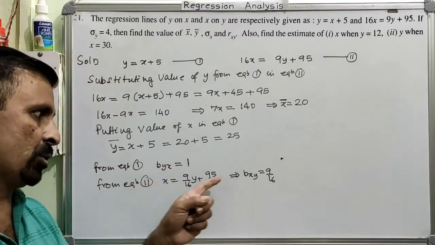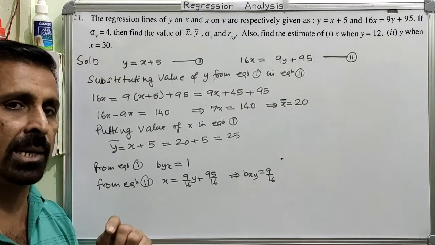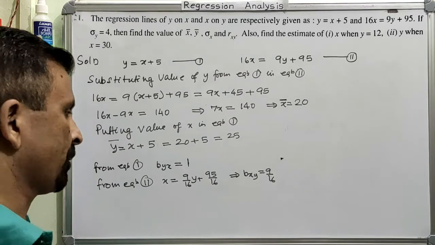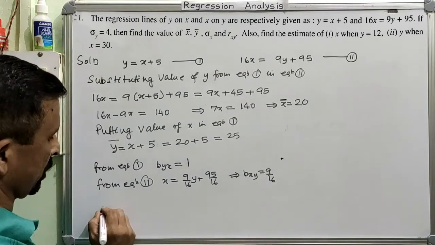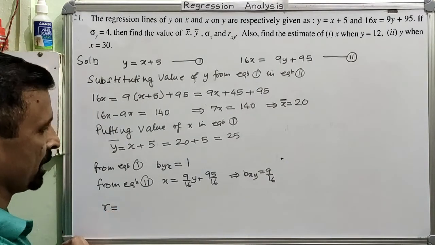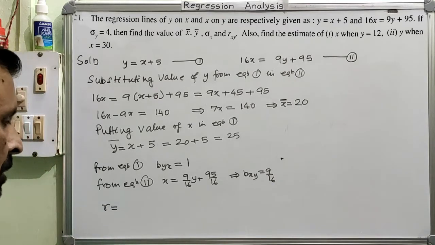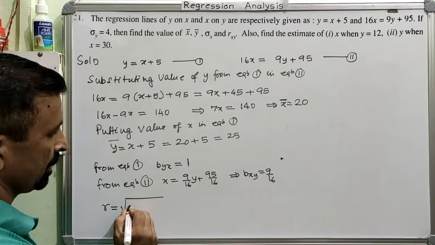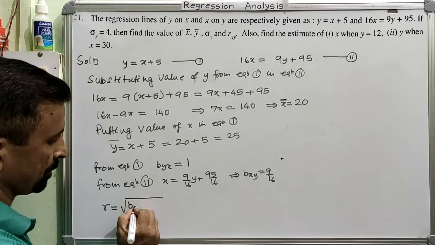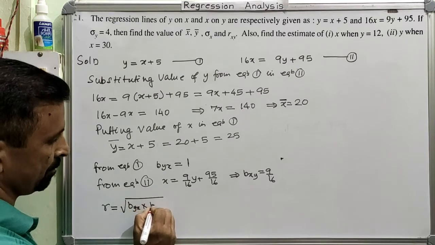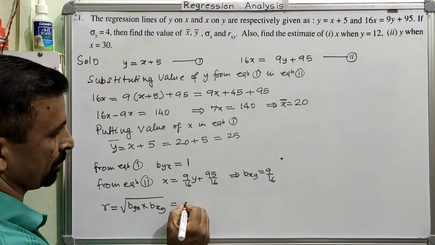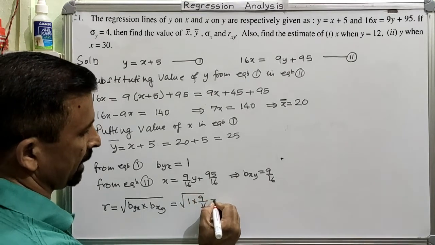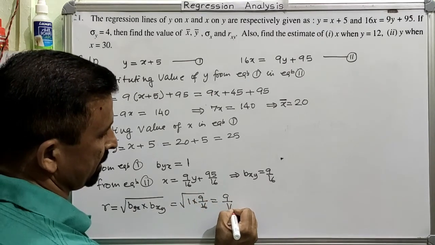Why we have calculated these two regression coefficients is because we want to calculate the correlation coefficient. So now we can calculate the correlation coefficient r. r is equal to root over byx into bxy. Therefore 1 into 9 over 16, and this is 9 over 16.